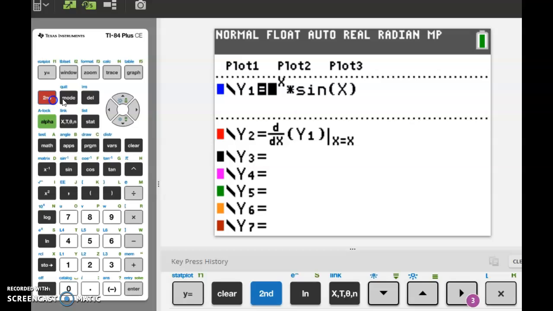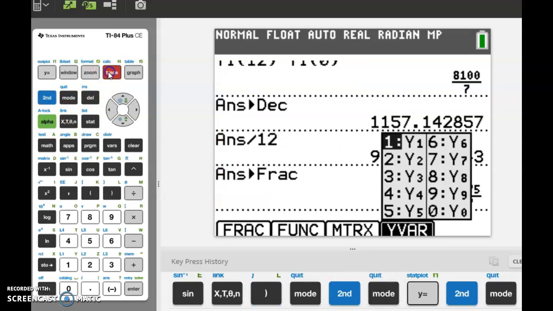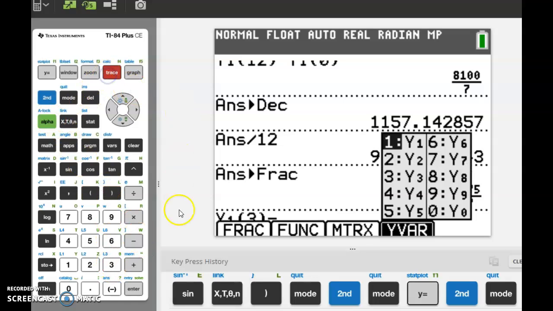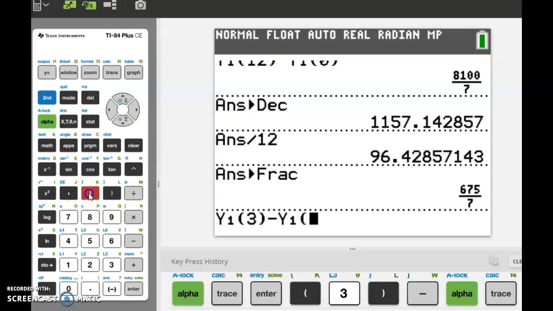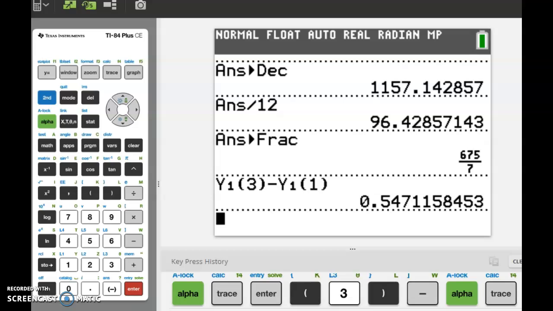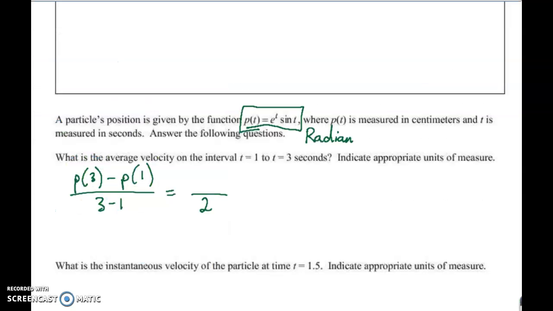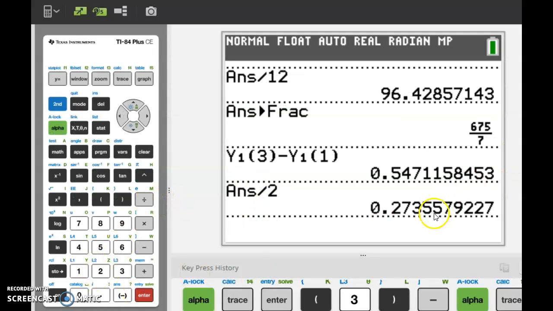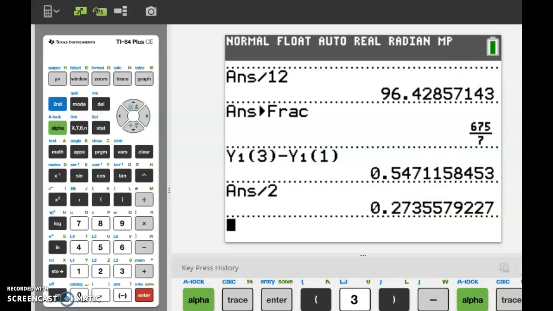So now I can go back to my home screen and hit alpha trace to grab that equation, do y of 3. And you can write it all out, or because we wrote that equation, I think we would be fine getting our point for the correct equation and trust that that is correct, 0.547. And then divided by 2. I would leave it in the calculator, make sure you do this correctly. So you don't want to round until the very end, so 0.274.